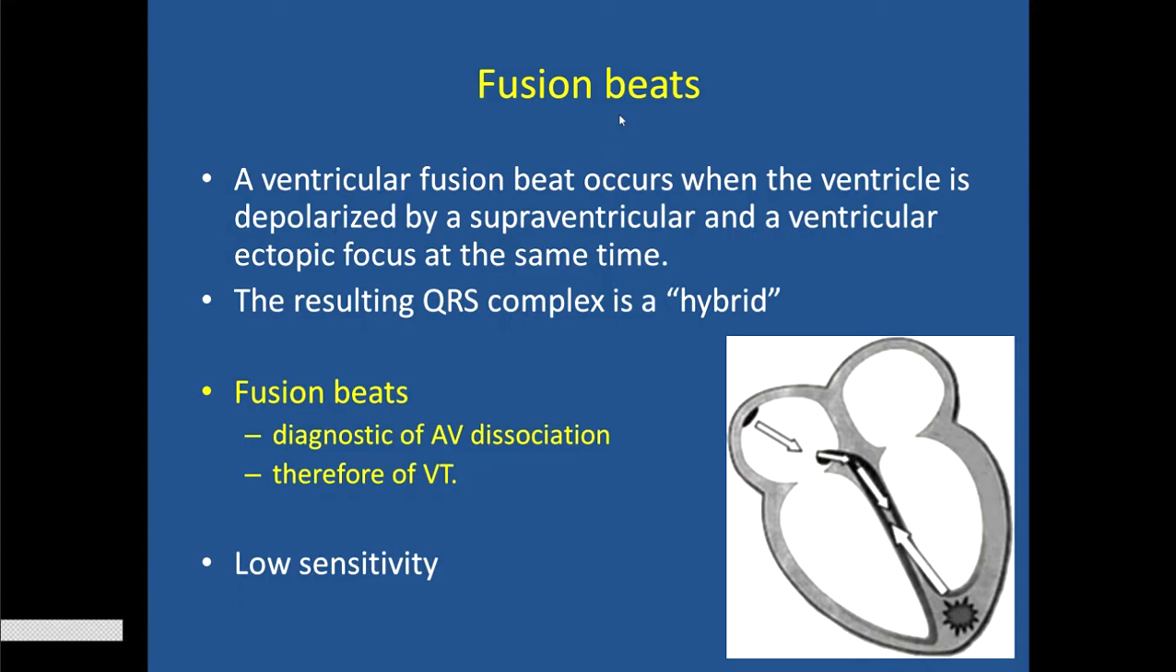What is the fusion beat? A ventricular fusion beat occurs when the ventricle is depolarized by a supraventricular impulse and the ventricular ectopic focus at the same time. So the resulting QRS is a hybrid of both of them. So the fusion beat is diagnostic of AV dissociation and therefore of ventricular tachycardia. But it is found in a fewer number of patients, so sensitivity is low, but the specificity is very high.